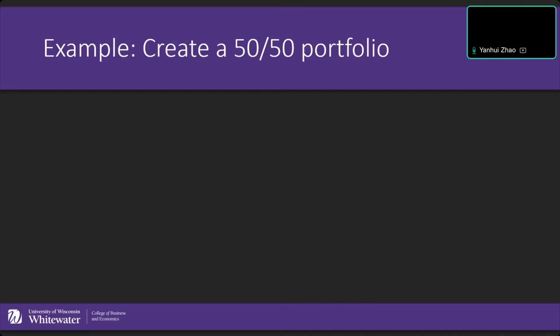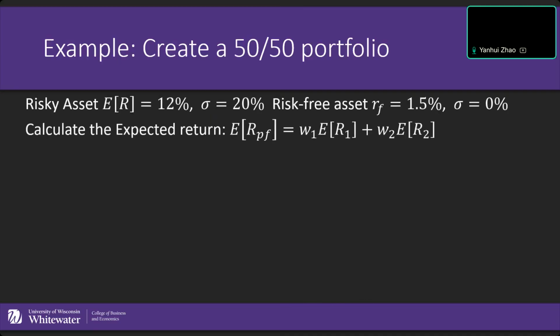Okay, if you have no question here, let's see what if we have a 50-50 portfolio. A 50-50 portfolio is where we invest 50,000 in the risky asset and 50,000 in the risk-free asset.